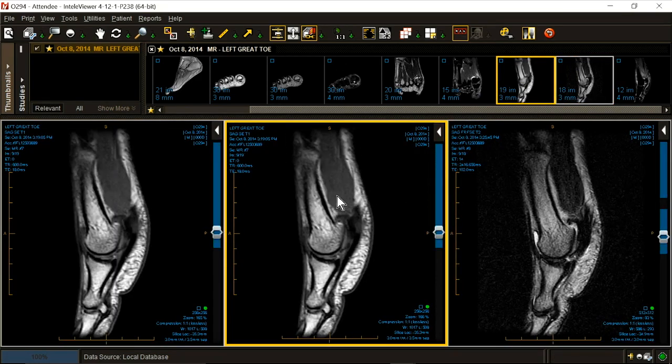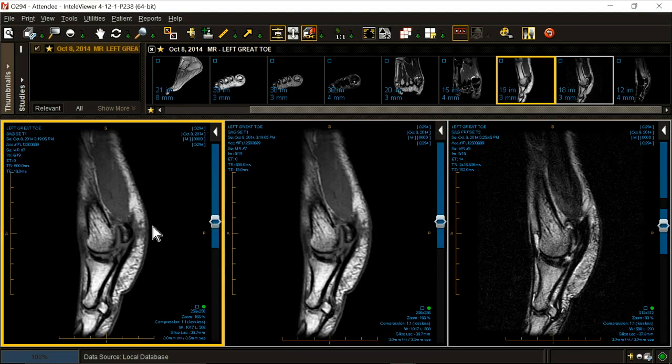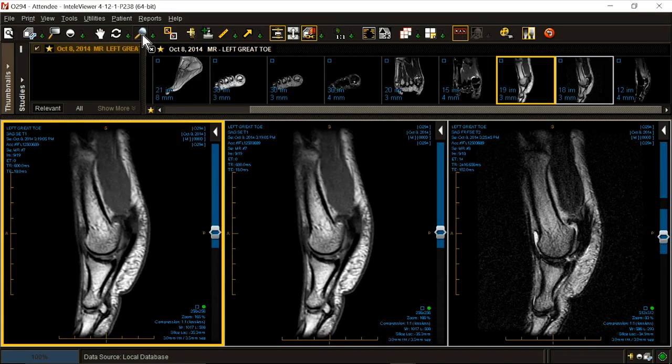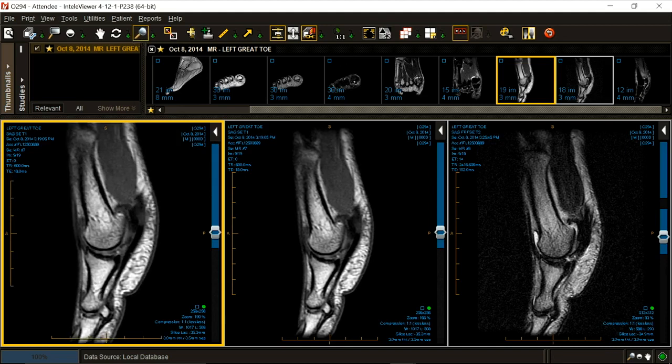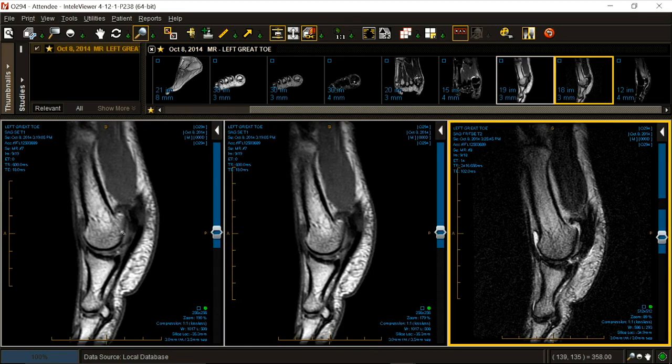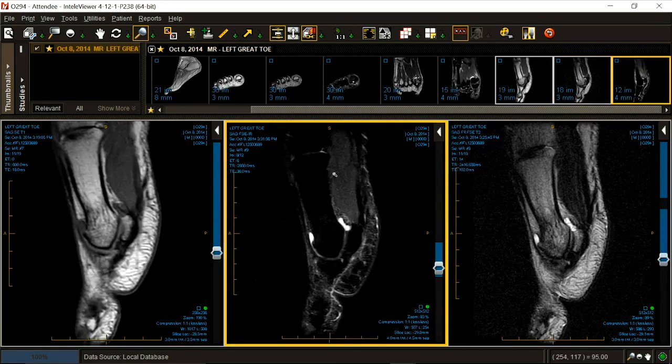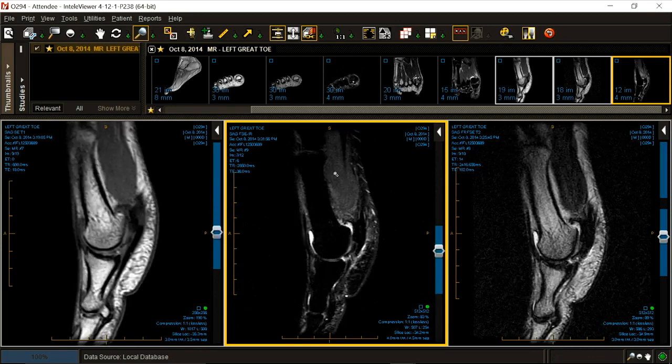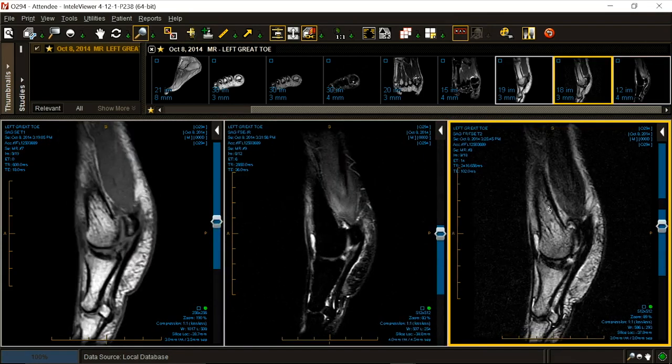This is midfield, open, 0.7T. Pictures could be a little crispier, but they get the job done. T1. A second T1. Let's put in our fat suppression PD and our T2.